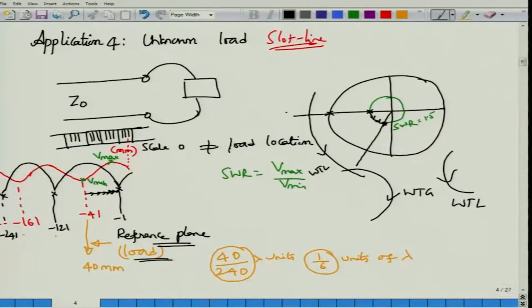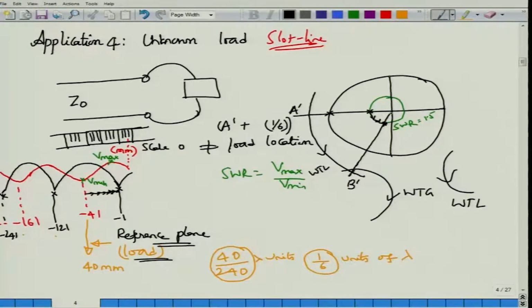On the WTL scale you find out this point, which is the voltage minima point, call it A prime. To this A prime add 1/6 in terms of lambda. So point A prime plus 1/6 in terms of lambda you add, and then move to that distance and then draw a line. So this point you would call as B prime.